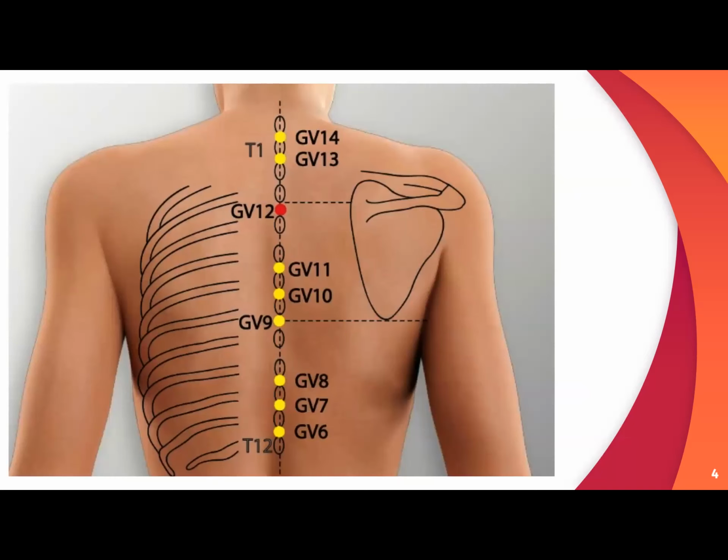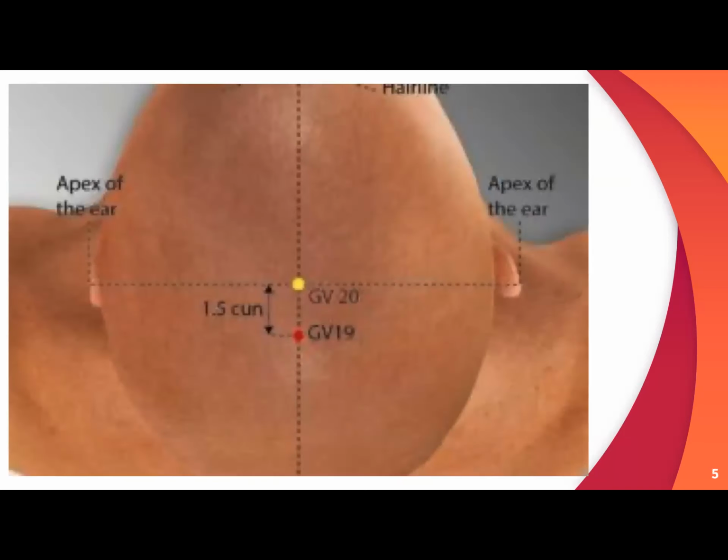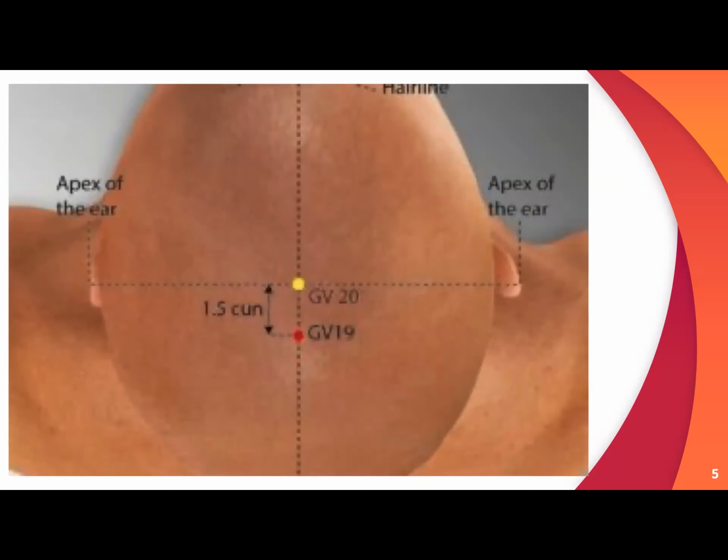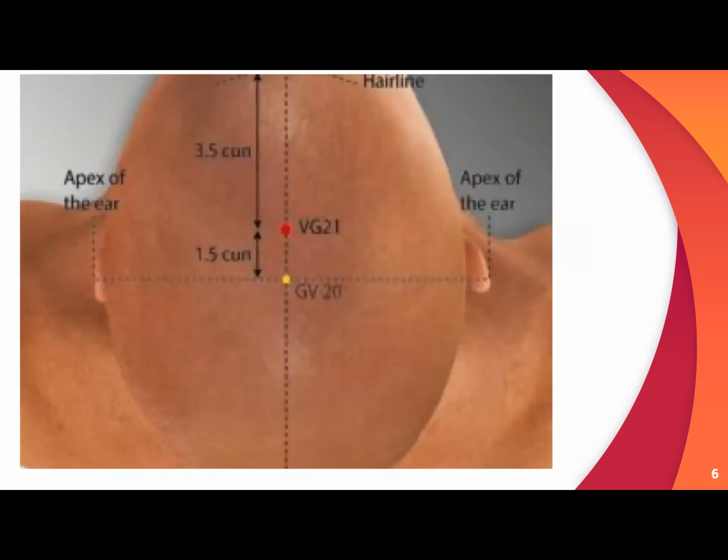Here's a picture of where the GV points are located. GV20 is on the midline, using the ear apex as our landmark, at the very center of the head. GV21 is 1.5 tsun above GV20.